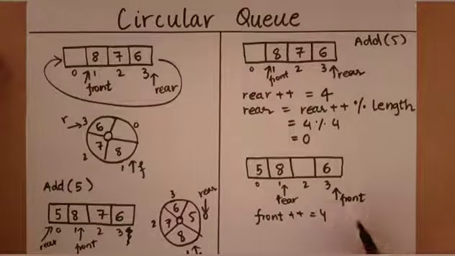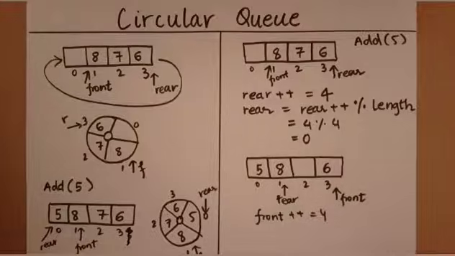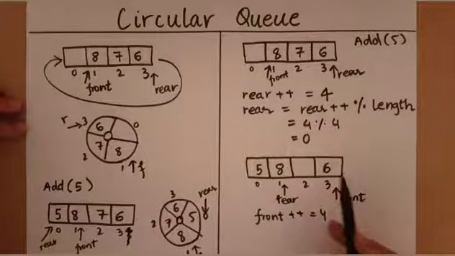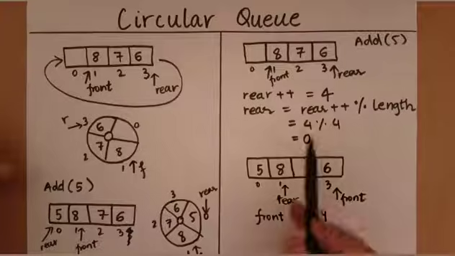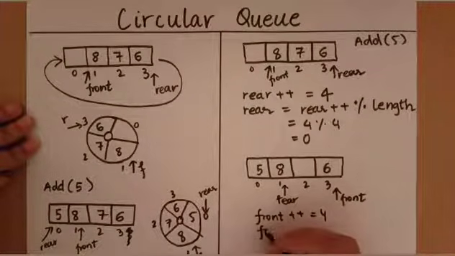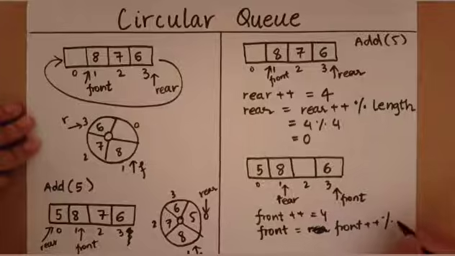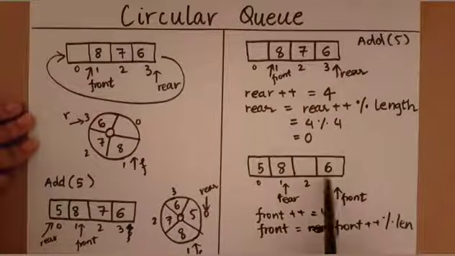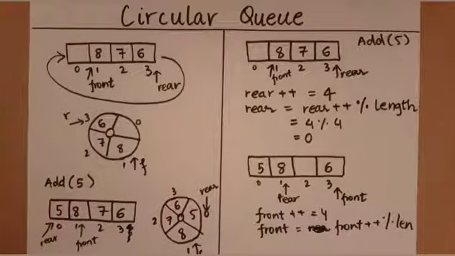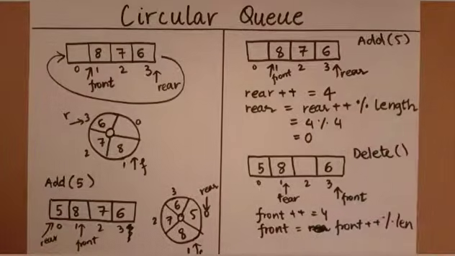Essentially, when I delete an element from the front, I want the front to point to the next element. The next element is not at position 4. In fact, position 4 does not even exist. So I want front to point to the next element when I am deleting this element 6. So I want the front to point to 0. So how am I going to do that? I'm going to do it using the same logic I used for resetting the rear. So I'm going to put front is equal to front plus plus mod length. In this way, when I get front as 4, I will get 4 mod 4, which will return me back to 0. This is the delete from the front operation.